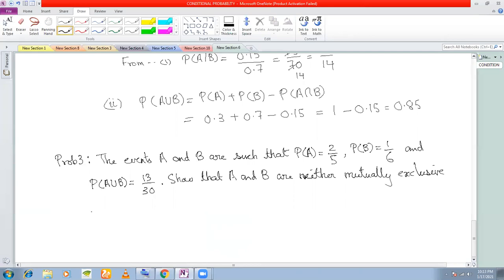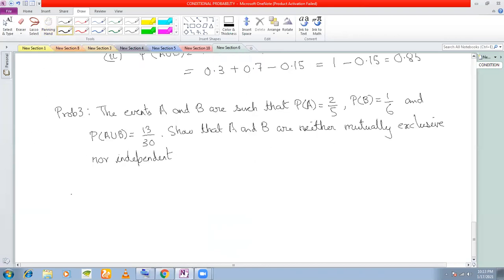nor independent. So there are two parts to this question, right? First, you have to show that A and B are not mutually exclusive, and also you will have to show that A and B are not independent. Let us see whether A and B are mutually exclusive. When will A and B be mutually exclusive? Can you tell me when can A and B be mutually exclusive?